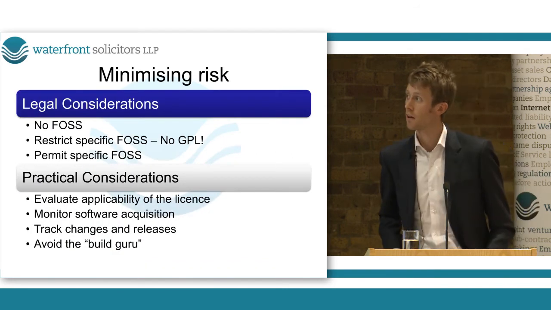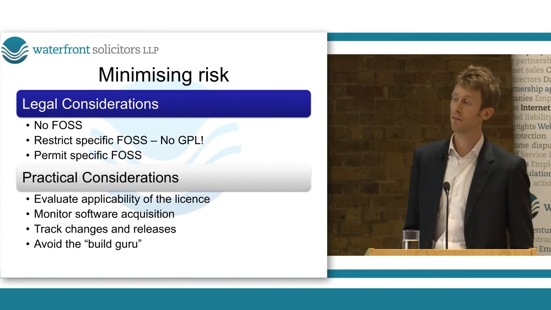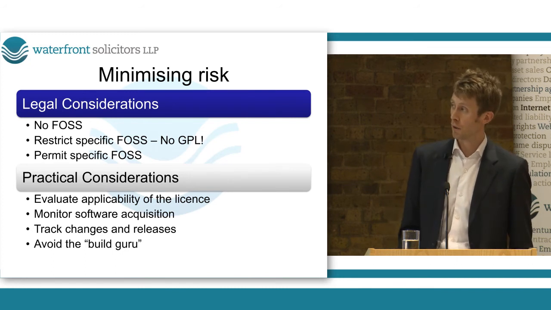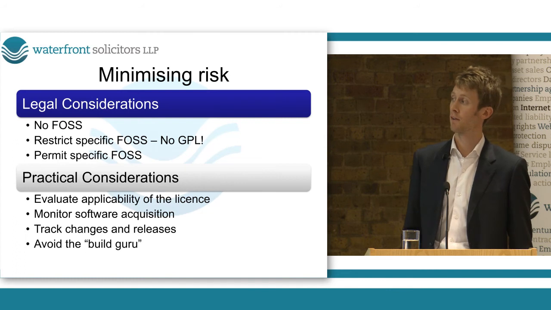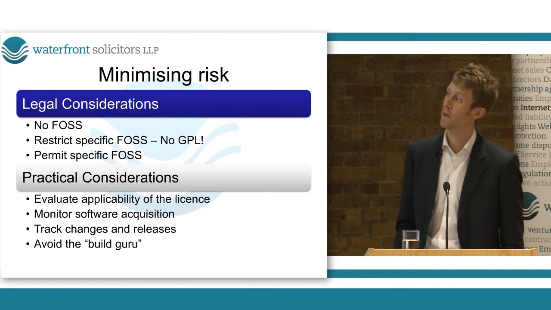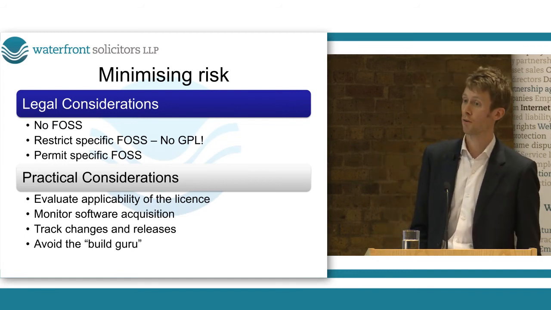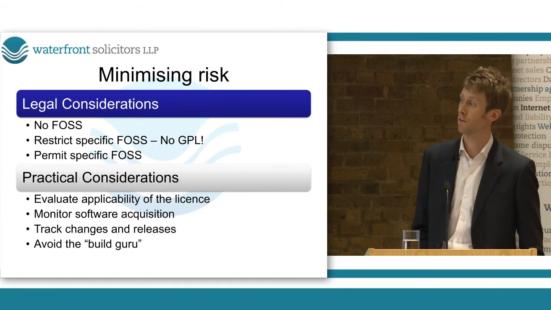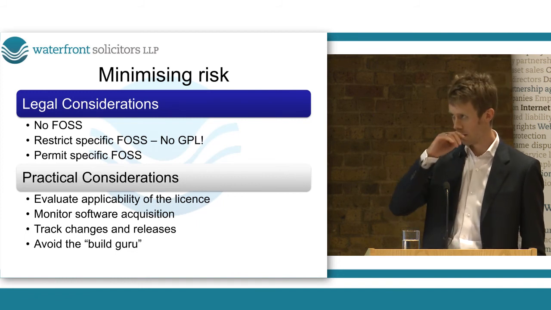I've just put in a few legal and practical considerations. When I'm thinking about legal considerations, I'm coming from the point of view of a customer who's commissioned a developer to build some software. You're going to want a very robust development agreement in place, and that agreement is going to have to refer to free and open source software. The first option is to have a clause in your agreement which says that the developer cannot use any free and open source software in the development of your software.